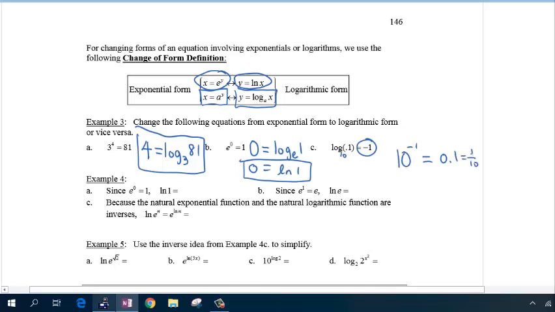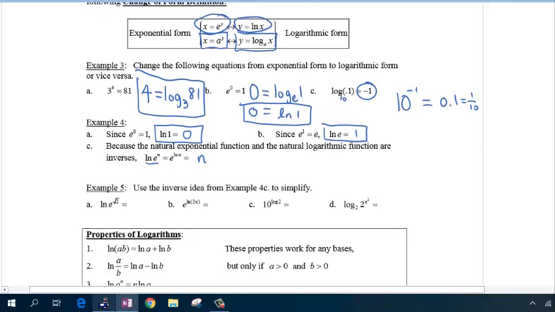Okay? Now, in example number 4, since e to the power of 0 equals 1, we got that from part B in example 3, then of course natural log of 1 equals 0. An important point to know. And of course, since e to the power 1 is e, then the natural log of e is also equal to 1. Also an important point to know. And more importantly, because the natural log and the exponential function are inverses, ln e to the n, or e to the ln n, two functions that are inverses put back to back just give you what you originally started with, and that would be n. So using this idea now, can you complete the examples in number 5?